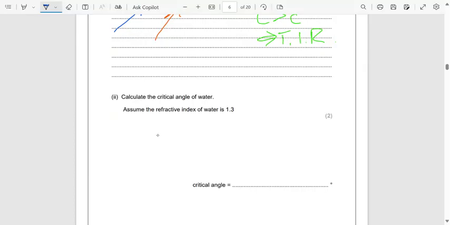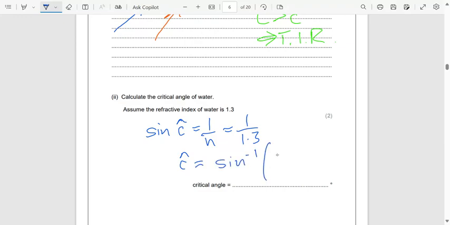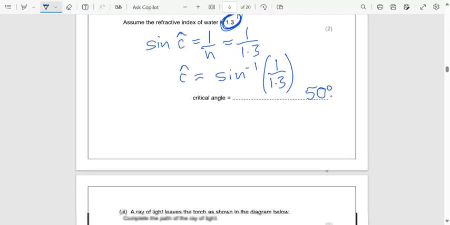Calculate the critical angle of water. So we need to know the formula sine C is 1 over n. If you couldn't remember that formula, you could just look it up. So that gets us 1 divided by 1.33. And then the step that you've got to take is sine to the minus 1 of 1 divided by 1.33. If you did that on a calculator, it should have got you 50.3. But because there's two significant figures for the input data, we're going to give our output to two significant figures, so that would have been 50 degrees. That's the best answer there.